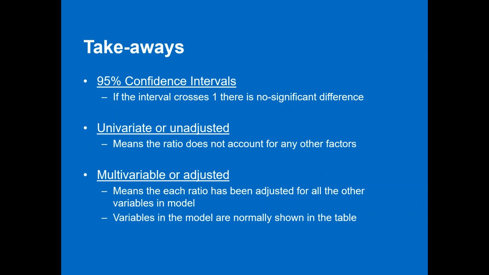Key takeaways. If the interval crosses 1 for the 95% confidence interval, we would generally say there's no significant difference. That can get a little bit tricky when we start to unpack multivariable models where we have 2 different ways of assessing significance. Univariate or unadjusted means that the ratio does not account for any other factors. If you see the words multivariable or adjusted or conditional, it means that each ratio has been adjusted for all the other variables in the model, and those variables are normally shown in the table.